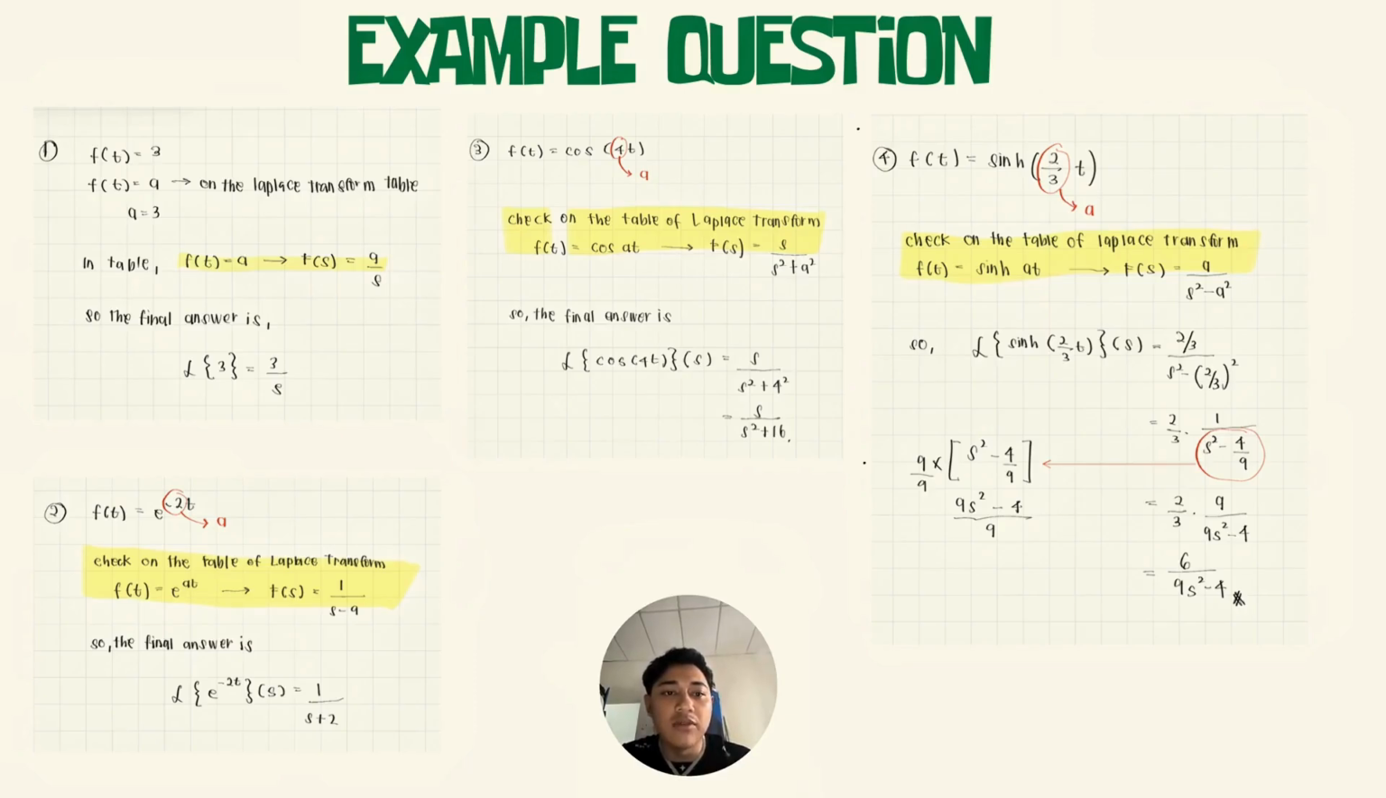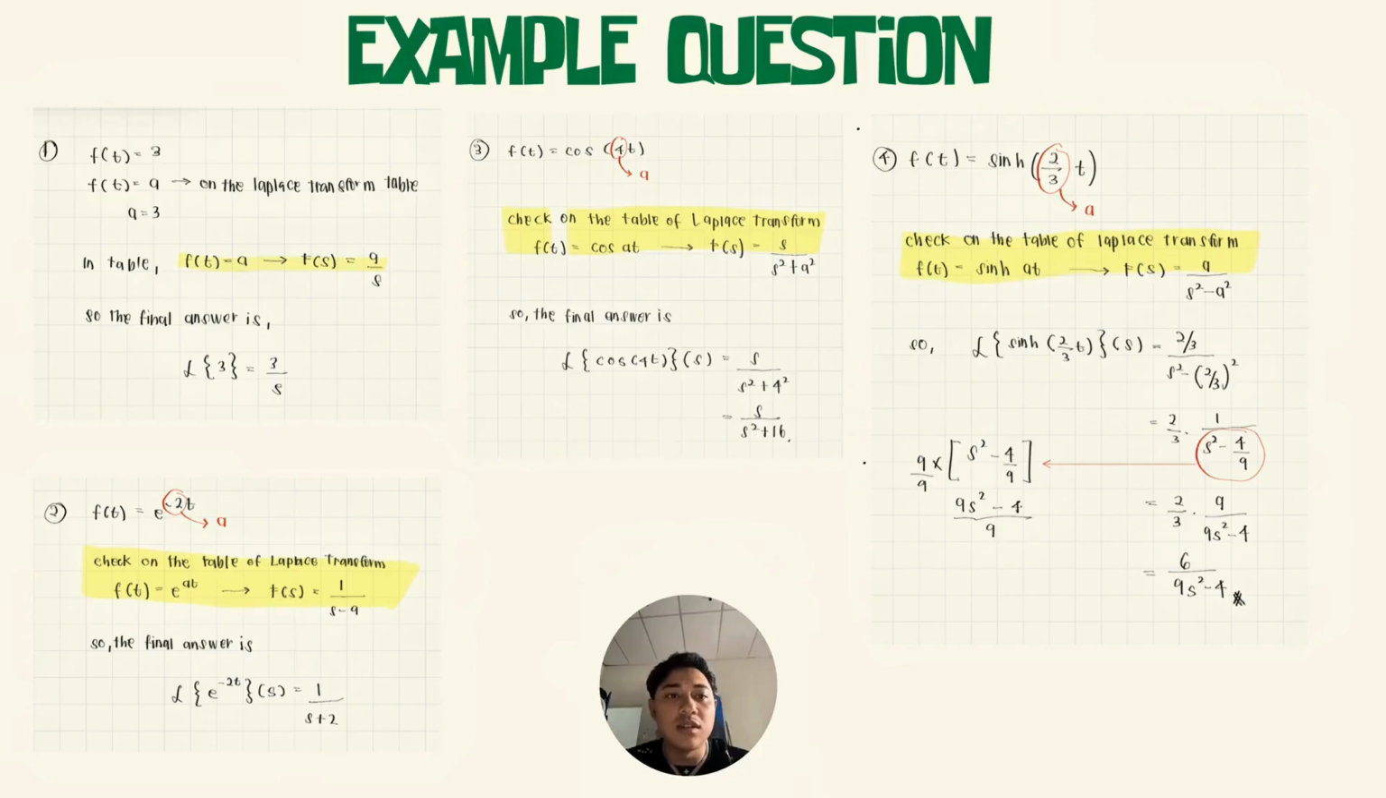Second equation is f(t) equal to e to the power of negative 2t. So negative 2t gives a. First step is to check the table of the Laplace transform for what type we can use in this equation. So we can identify F(s) equals 1 over s minus a. So the final answer in this equation is 1 over s plus 2.